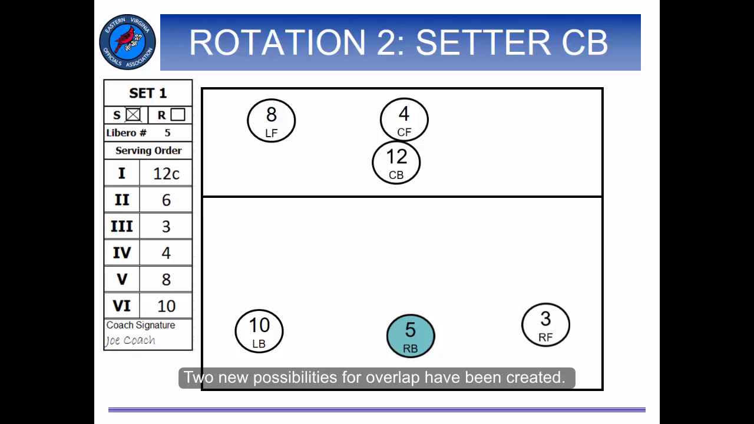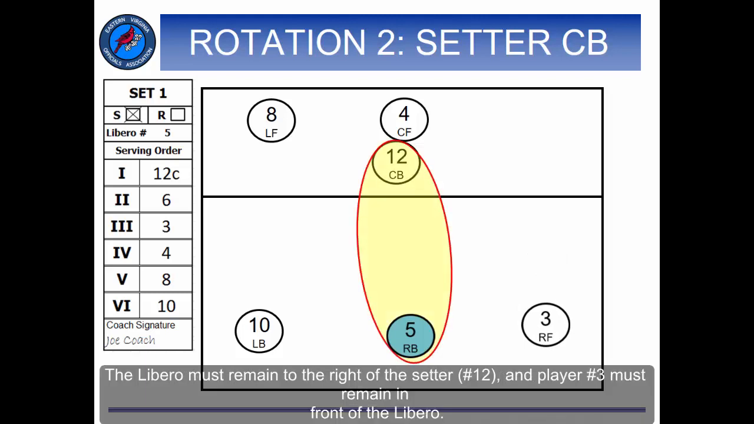Two new possibilities for overlap have been created. The libero must remain to the right of the setter, and player number 3 must remain in front of the libero.